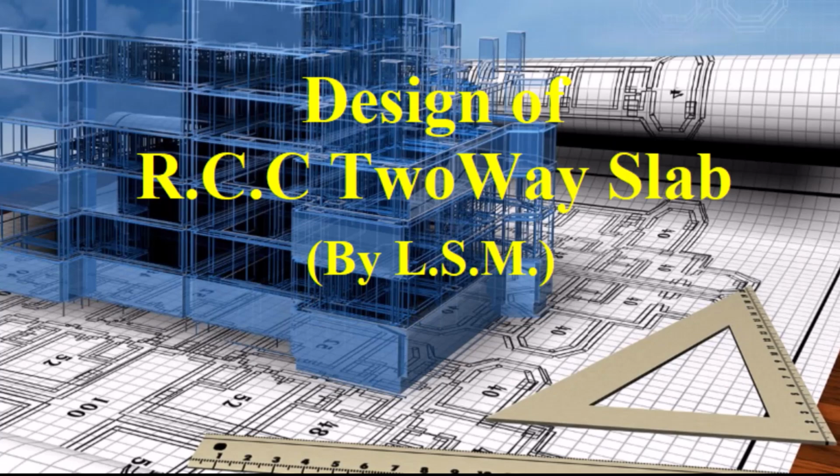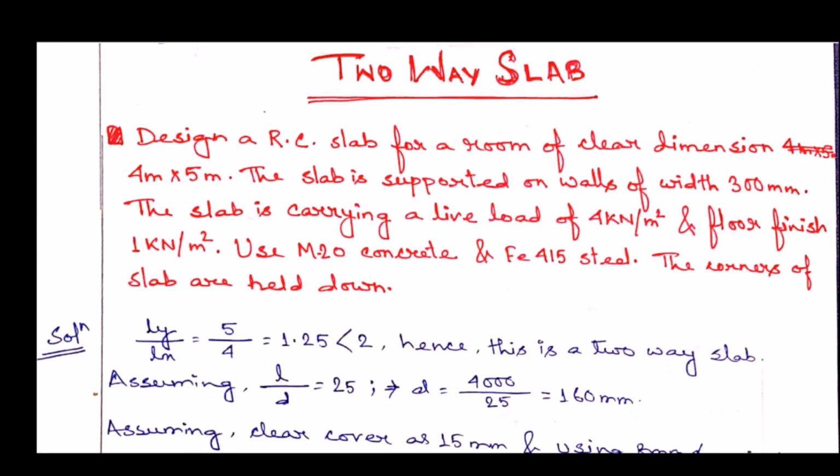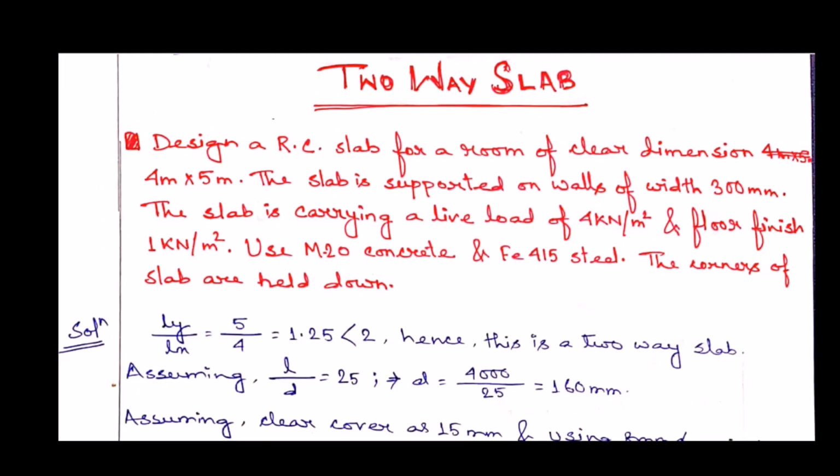Which slab has to be designed as one way and which type of slab has to be designed as two way? As per IS 456-2000 consideration, we know if the ratio of longer span to shorter span is less than 2, then we have to design the slab as a two-way slab, as I have discussed in the previous video. So in this video I am going to design a two-way slab directly. So let's read out the problem first.